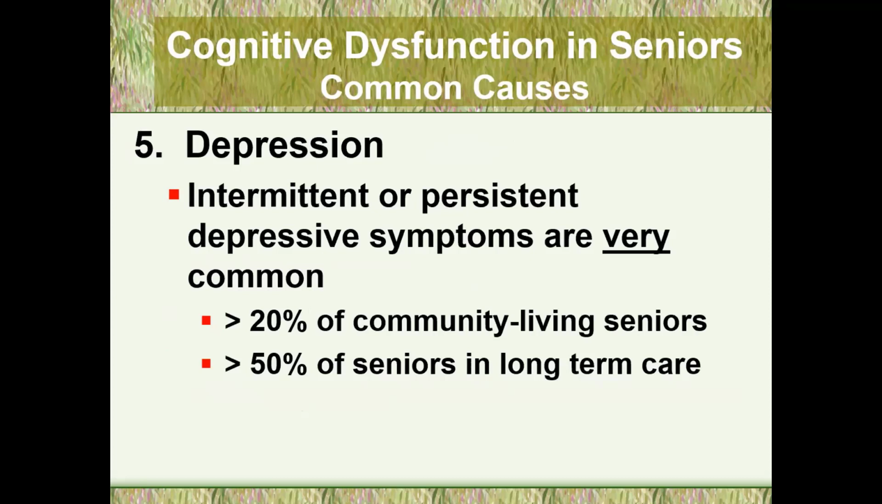Depression can cause cognitive dysfunction. These symptoms of depression may be intermittent, they may come and go, or they may be persistent. They are very common. At least a fifth of community living seniors are experiencing intermittent or persistent depressive symptoms, and over half of seniors who are living in assisted living or nursing home level settings.